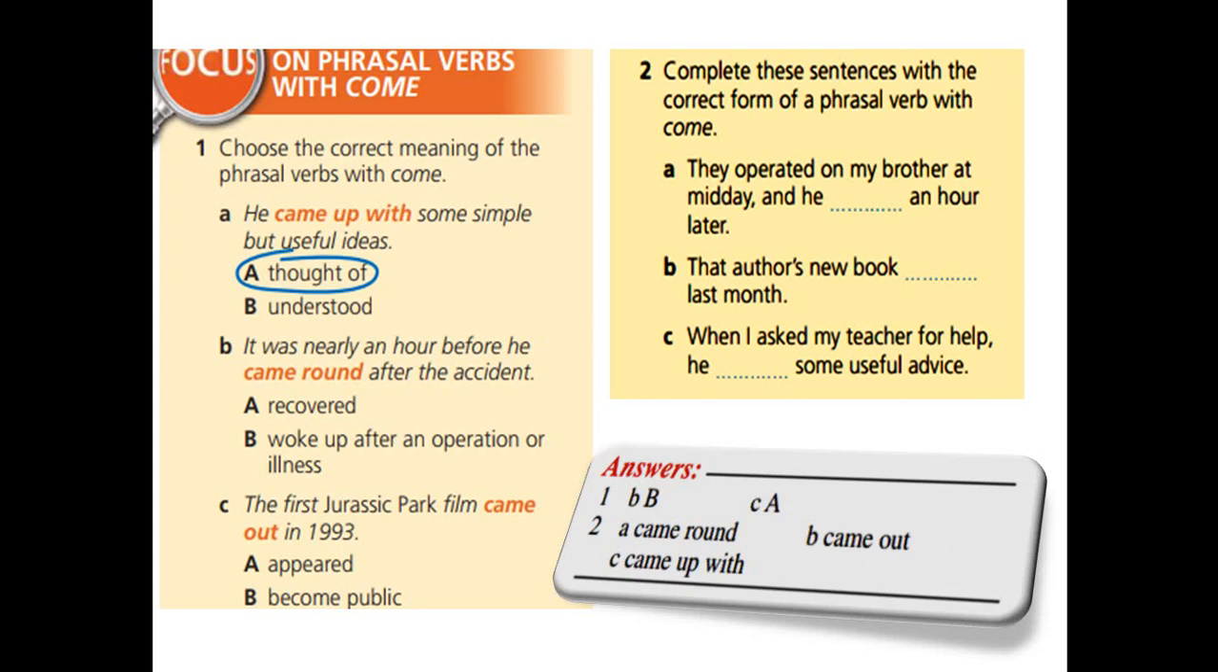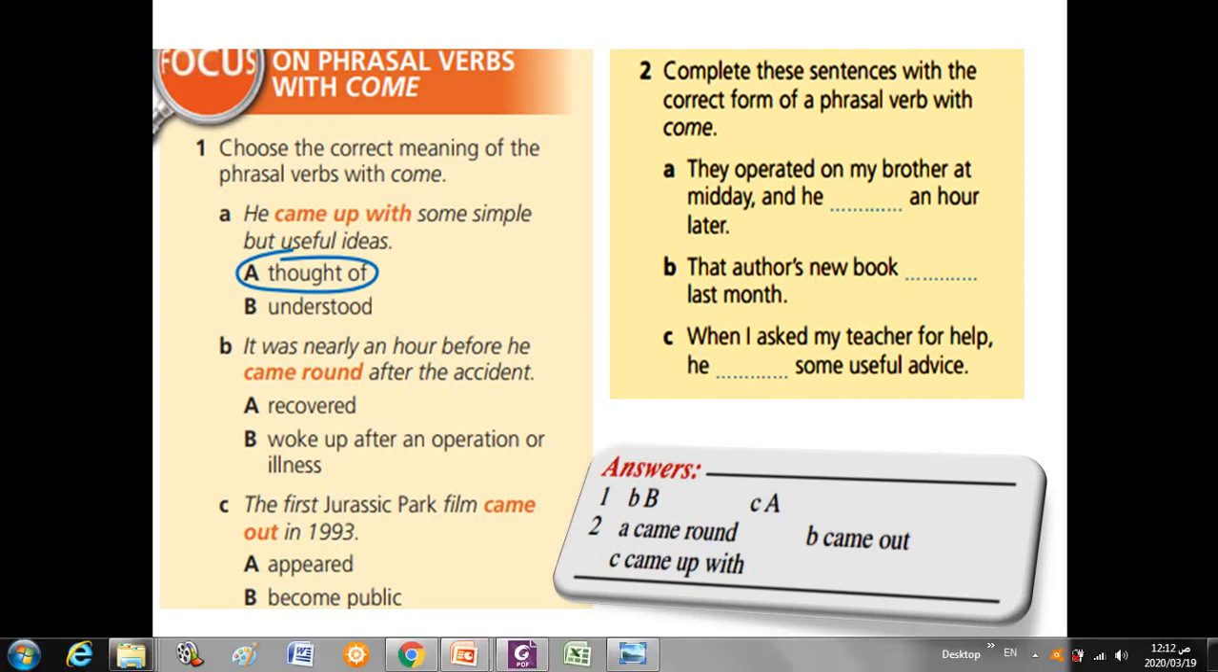Number B. The author's new book space last month. We can say the author's new book space last month. Of course, the book came out, became available for people to buy. Number C. When I asked my teacher for help, he space some useful advice. So we can say he came up with some useful advice.